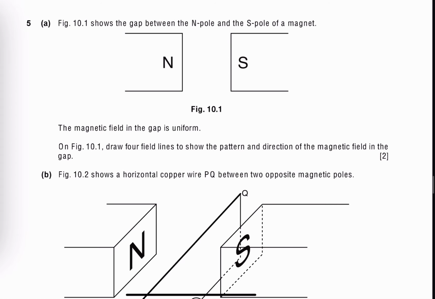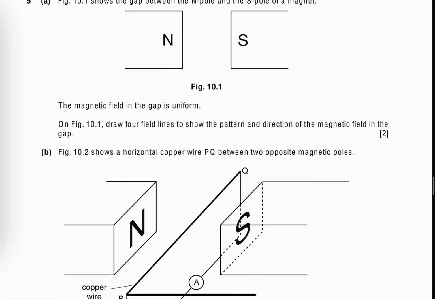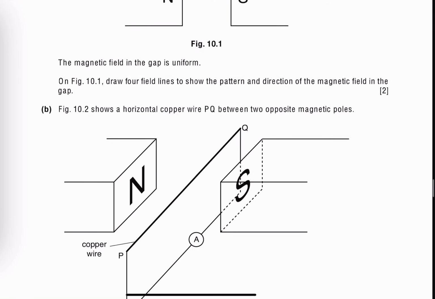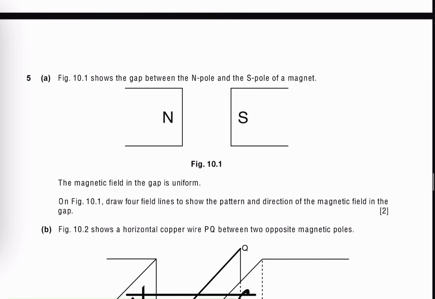And the next question shows the gap between the north pole and the south pole of the magnet. The magnetic field in the gap is uniform. On figure 10.1, draw 4 field lines to show the pattern and direction of the magnetic field in the gap. So you have to indicate the direction of the magnetic field lines. Okay, they start from the north and end at the south.